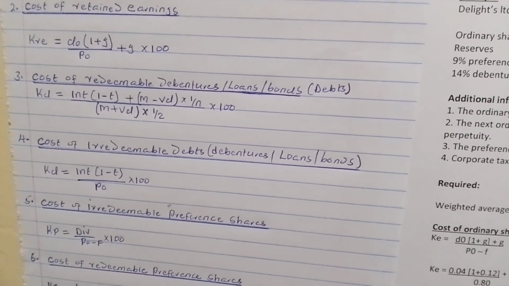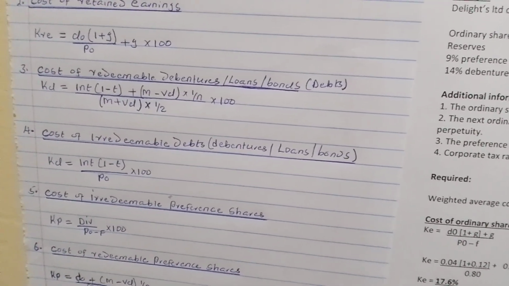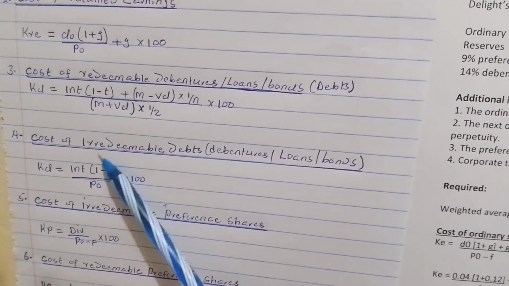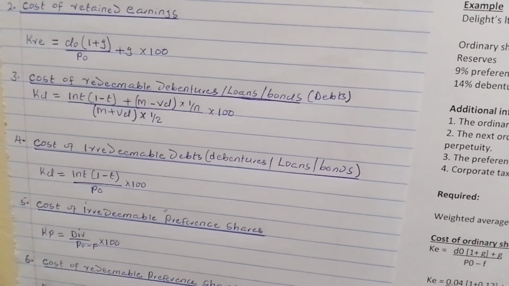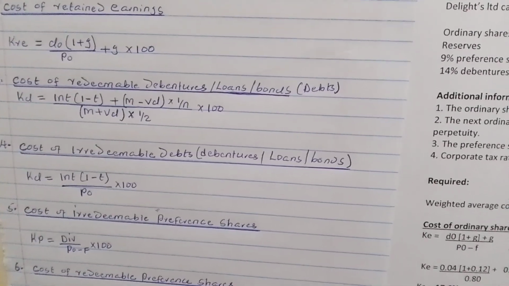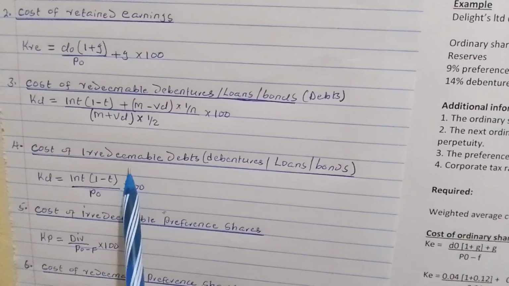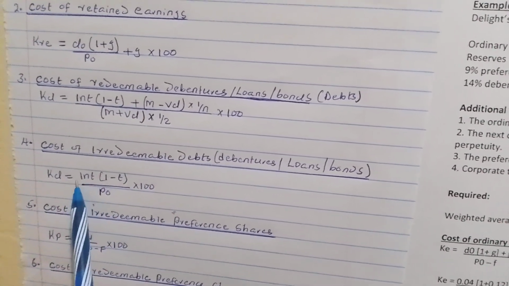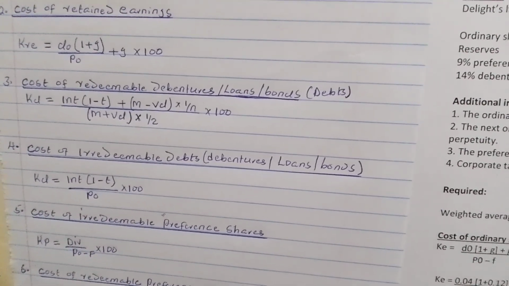Now, a debt can be redeemable, can as well be irredeemable. If it is irredeemable, then you take interest, you multiply by 1 minus t, divide by P naught, which represents the market value, and then you multiply by 100. Sometimes, if the tax rate has not been given, you just take interest for that debt, you divide it by the market value, and you multiply by 100.